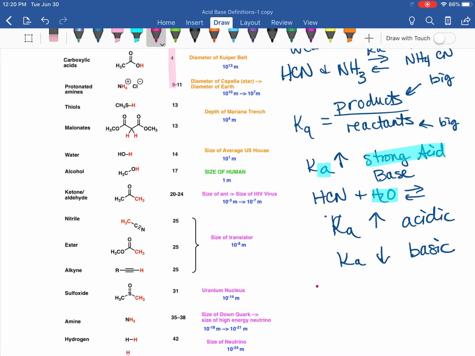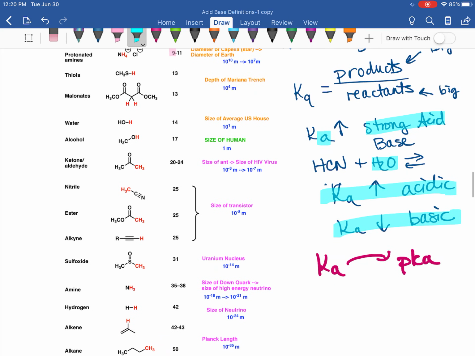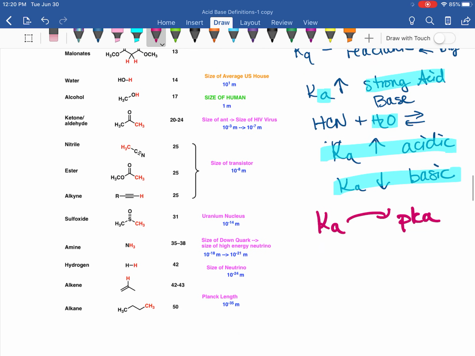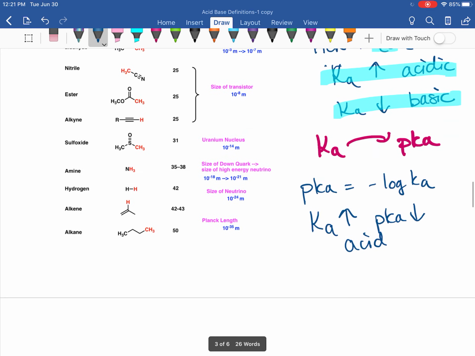Now, typically for organic, however, we go ahead and make the transition. We take our Ka and we convert it to pKa. Because we can tell from our numbers which one's the acid and which one's the base, we tend to just use the pKa. So let's look at that relationship. pKa is, again, the negative log of Ka. So we have the inverse relationship. So in other words, if your Ka is high, your pKa is low, and that's your acid.